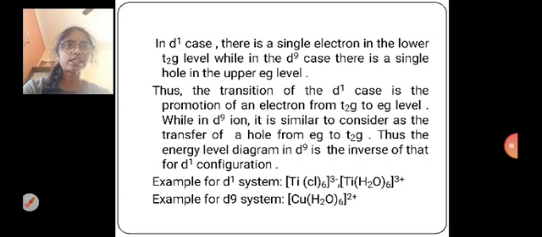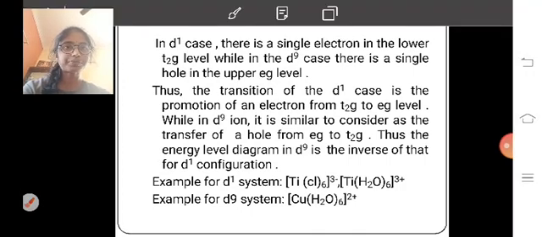In the D1 case, there is a single electron in the lower T2g level, while in the D9 case, there is a single hole in the upper Eg level. Thus, the transition in a D1 case is the promotion of an electron from T2g to Eg level, while in D9 ions, it is similar to the transfer of a hole from Eg to T2g. Thus, the energy level diagram in D9 is the inverse of that of a D1 case.